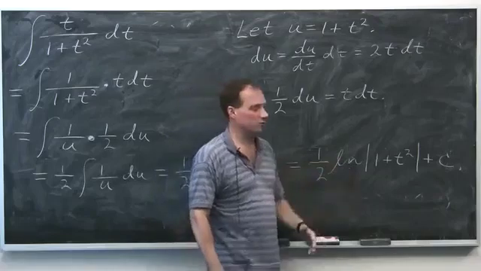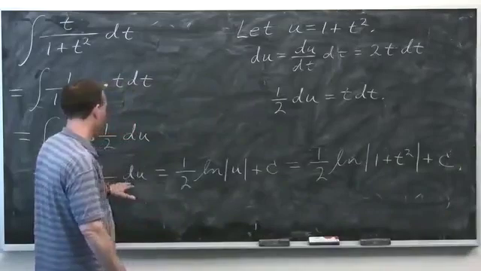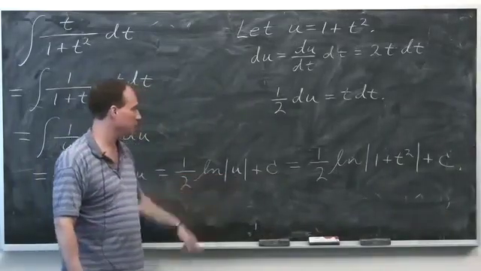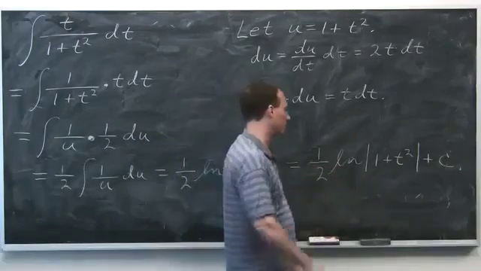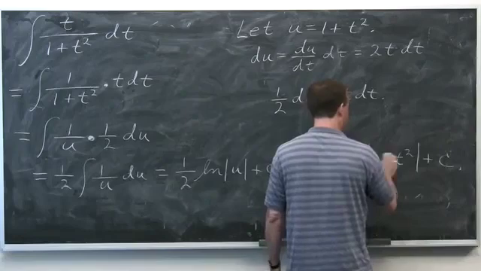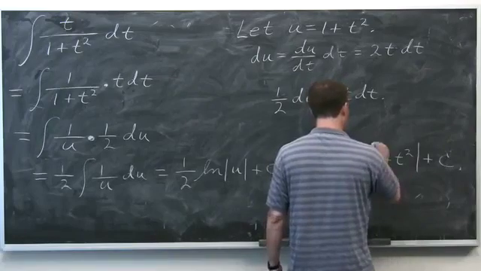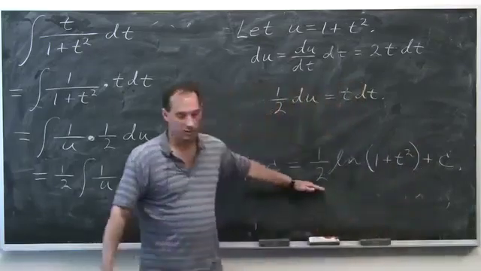Do you really need the absolute value signs? Well, in general, when you integrate 1 over u du, yeah, you should get the absolute value of u. Here, u is 1 plus t squared. That's always positive. So no, you don't need the absolute value signs here. They're not wrong, but you don't need them. The absolute value of 1 plus t squared is the same as just 1 plus t squared. So here you can write your answer like this.